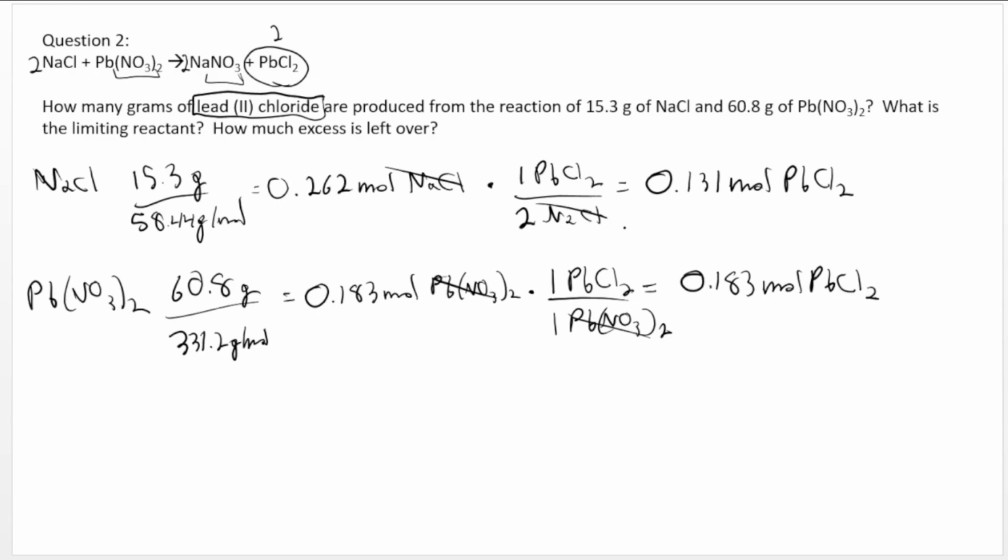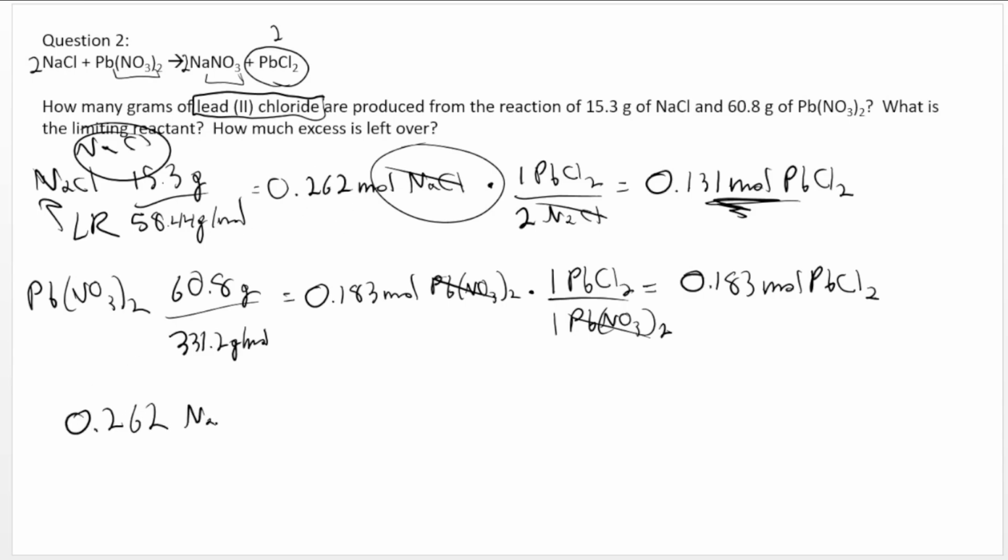Okay, which one produces the least amount? 0.131 is the least amount, and that's produced from sodium chloride. So sodium chloride is the limiting reactant, NaCl. I'll put LR right there. How much excess is left over? Same thing as before. We're going to use the limiting reactant, 0.262 moles of NaCl, times the ratio of that reactant, NaCl, to the other reactant, the lead-2 nitrate. It is a 2-to-1. So 1 mole of Pb(NO3)2 is reacting with 2 moles of NaCl.